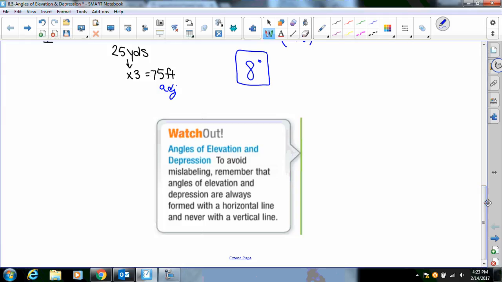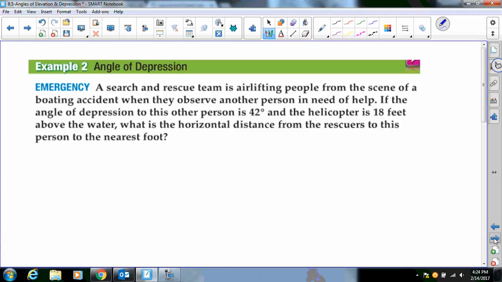Just as a reminder, I put this on here just to bring this to your attention: when you're labeling your pictures and setting these up, your angles of elevation and depression are formed with a horizontal line. So don't make the mistake of setting it up with a vertical line.